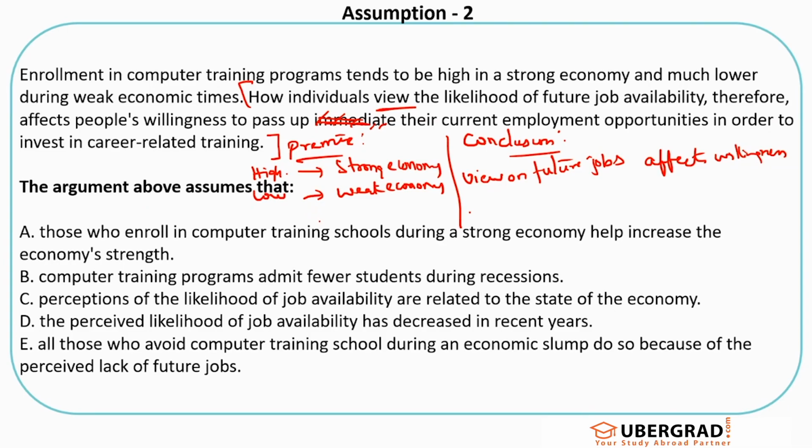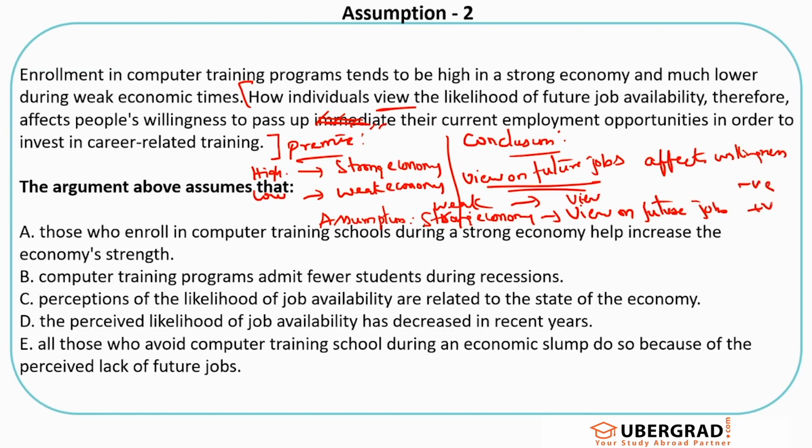And then he's saying that that's because people's view on future job availability affects the willingness to pass up their current employment opportunities and invest in career-related training. What would be the assumption for me here is the link between the economy and the view of people, how they see it. So basically, we are assuming that in a strong economy, people view jobs as easy to get. The view on future jobs is positive. And in a weak economy, people's view on future jobs is negative.